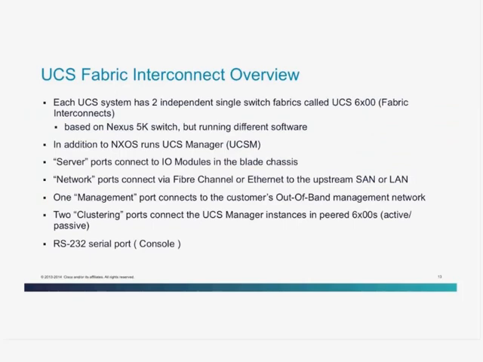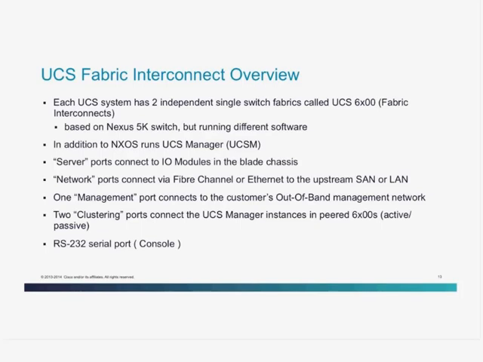So what is a fabric interconnect? It's basically a switch which has some additional capabilities. It's based on the N5K architecture, but it's running something special. It's running a different software which supports the normal SAN, as well as it has the UCSM integrated into it. So on the fabric interconnect, we can configure the ports depending on our requirement.